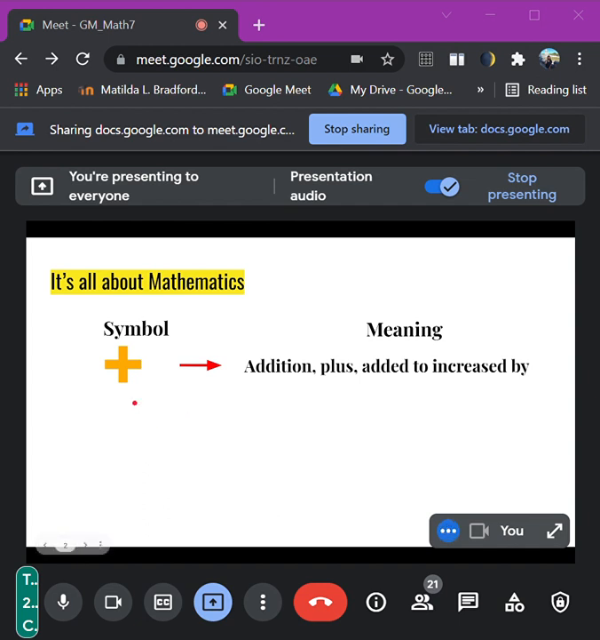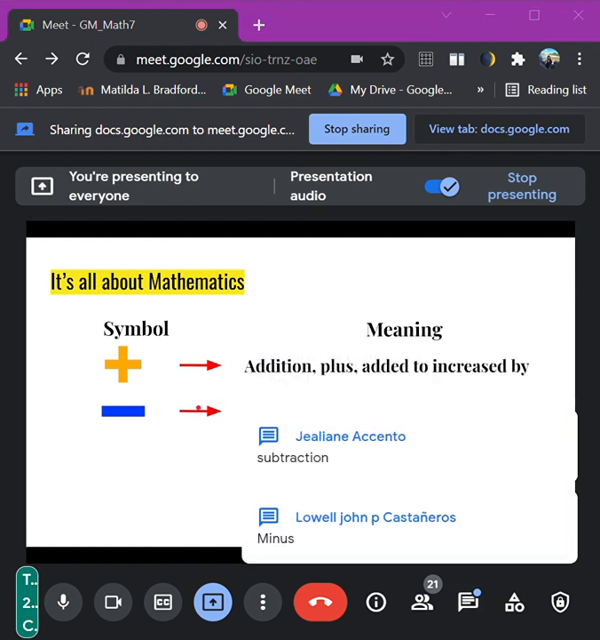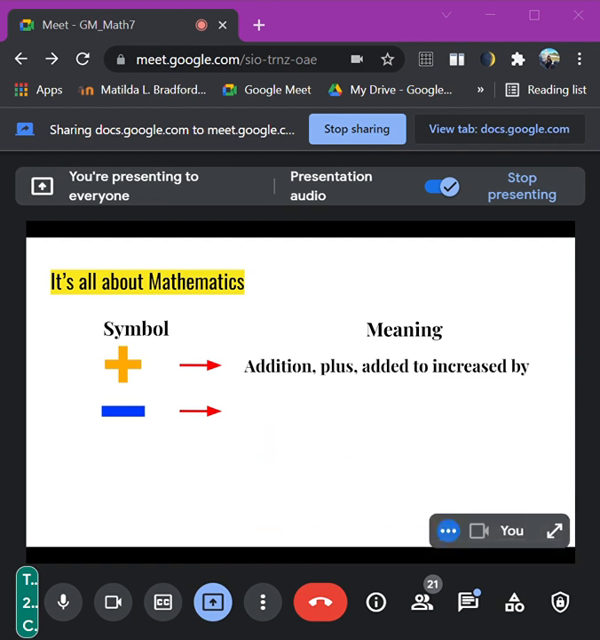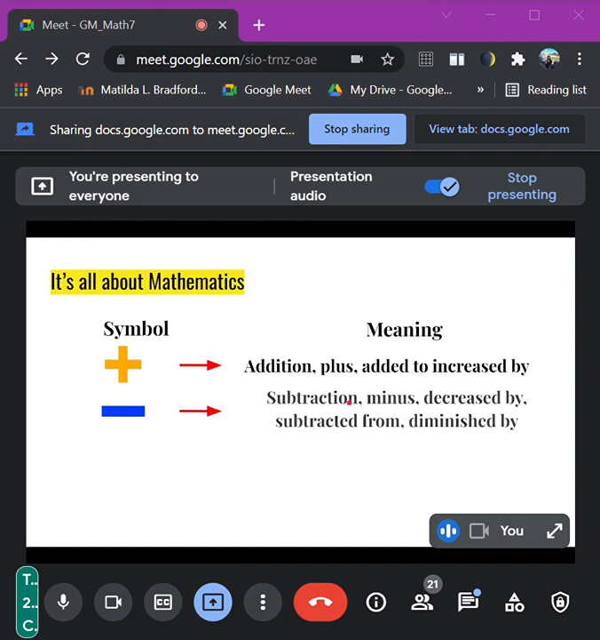Now how about for this next one? What is this symbol, class? Okay, minus or subtraction. Okay, very good. And what are the other terms of minus and subtraction? Negative. If you have increased by, okay, we have decreased or decreased by. We have here some of our meanings. We have subtraction, we have minus, decreased by, subtracted from, or diminished by. So meaning, diminish is to take away.